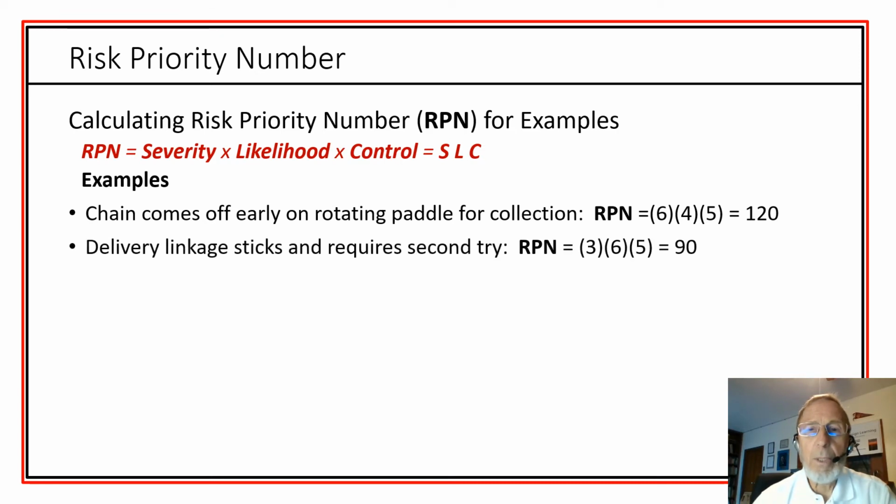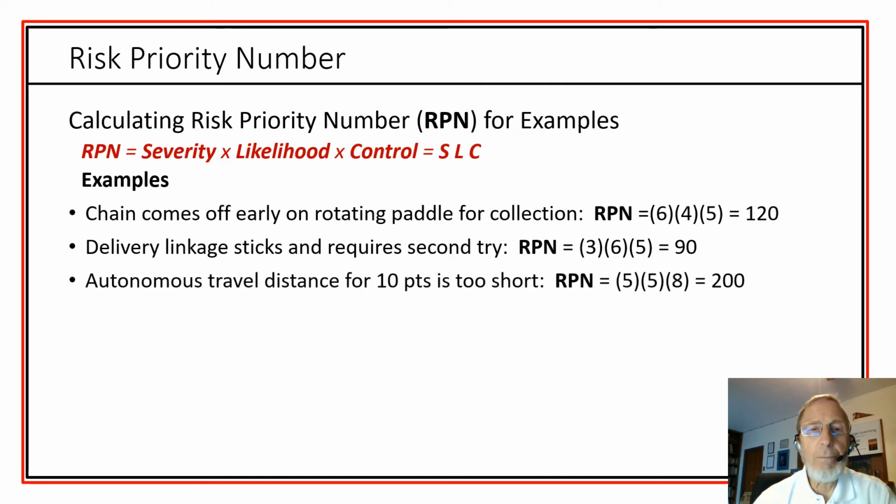The delivery failure we talked about, the RPN here, the severity was much less, the likelihood was a little bit higher, and the controllability was the same. We get a score here of 90. In the autonomous one, what hurts us here again is that lack of ability to control it. And so we end up with 5 times 5 times 8 and a score of 200.